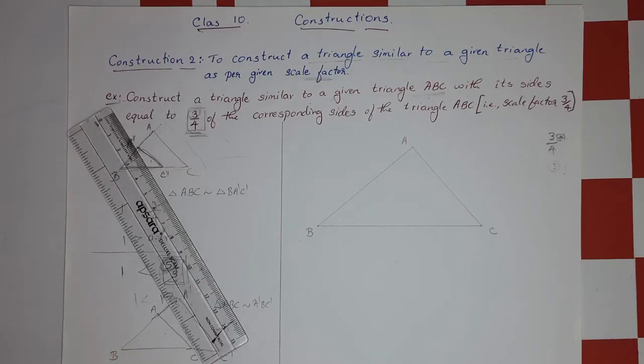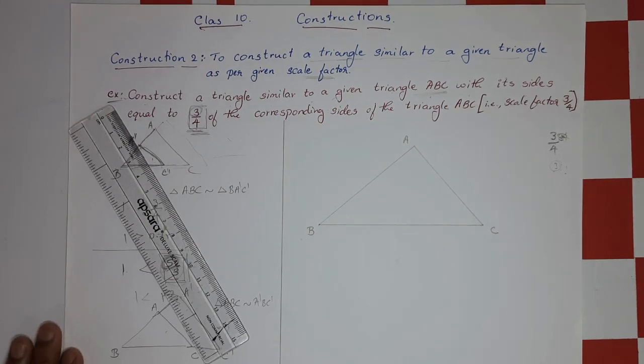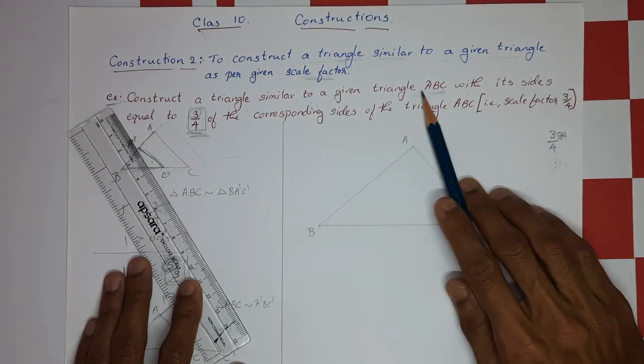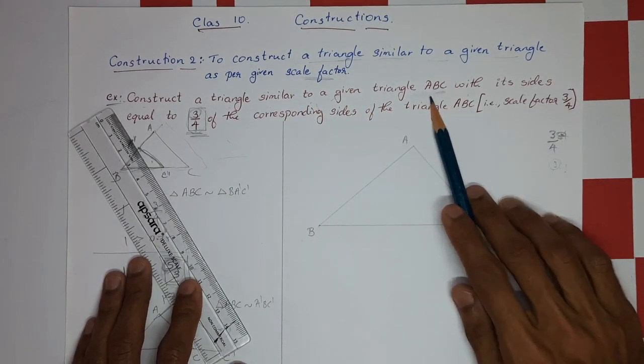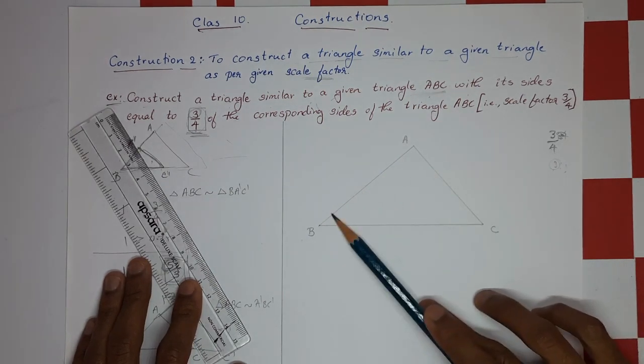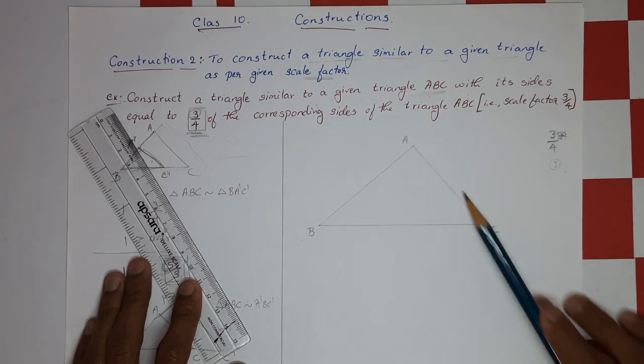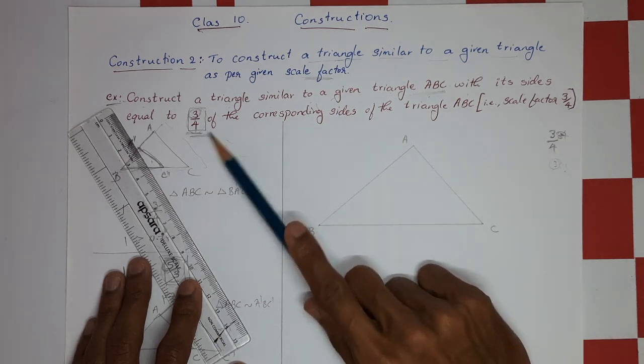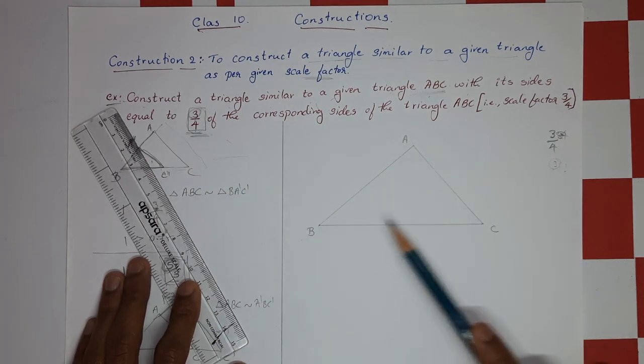As you know, here they have not mentioned any triangle for you. They have not given any triangle ratio. So you can construct a triangle similar to the given triangle ABC. They have not mentioned the value of AB, BC, or AC. They have only given the scale factor, that is 3:4. Therefore, you can construct your own triangle.